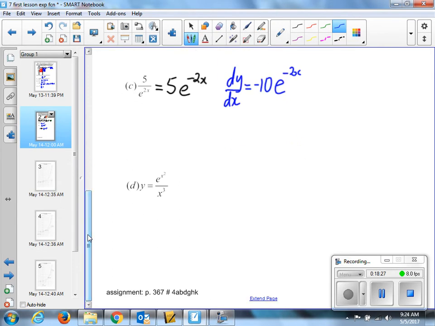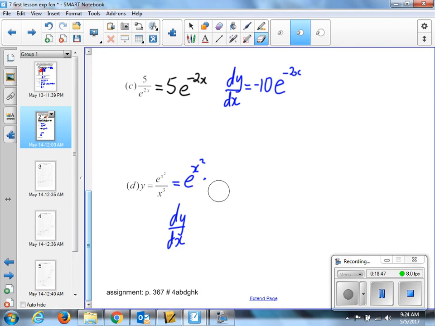This one here, did you guys rewrite that one? Yeah. Okay, that's advisable. I'd say it's easier to operate. So e to the x squared times x to the negative 3. Okay, so dy by dx, x to the negative... Yeah, thank you. That's the whole purpose of bringing it up.